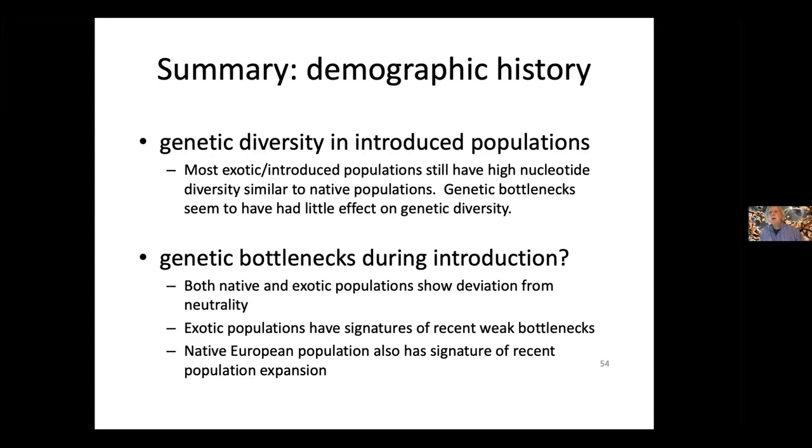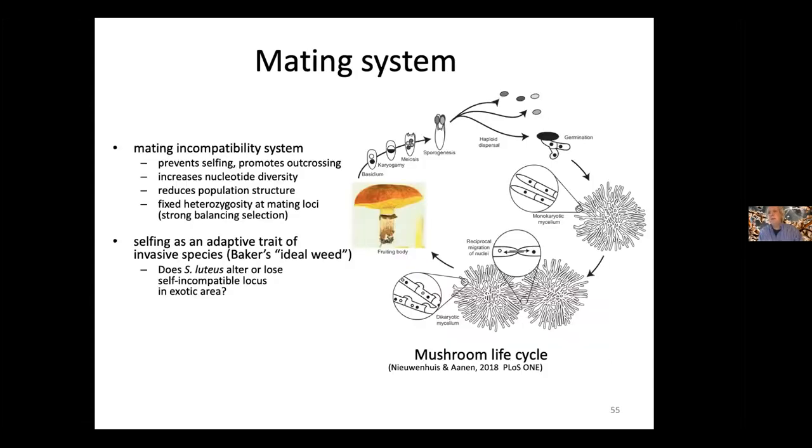And we want to know what are the signatures of recent and ancient population expansions. So we can also look at the mating systems of these fungi. And we know a little bit about the mating system of Suillus. We know that it has a mating incompatibility system whereby different alleles are maintained and rare alleles have a strong advantage due to overdominant selection or balancing selection.